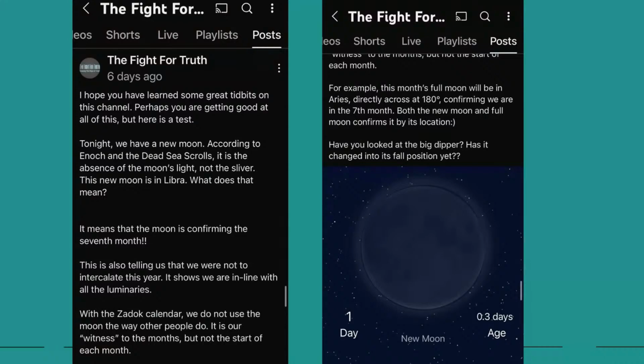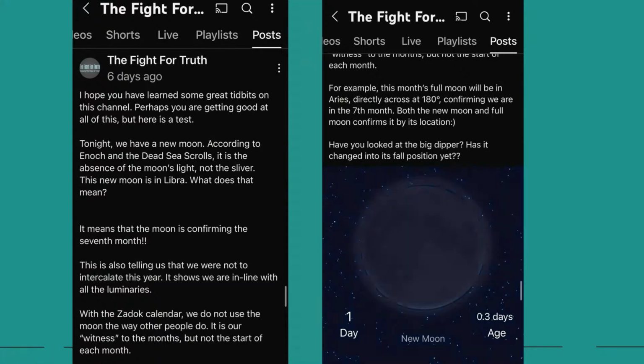Now, over and over, I have shown you on my posts, for example, this one here, I will go into saying, oh, we have a new moon today, and it means that it's confirming the 7th month. So this is an example of me showing you on this month that there was a new moon on this particular day, and I said that it confirms the 7th month. So what does that mean, really? Let's see what this really means, okay?